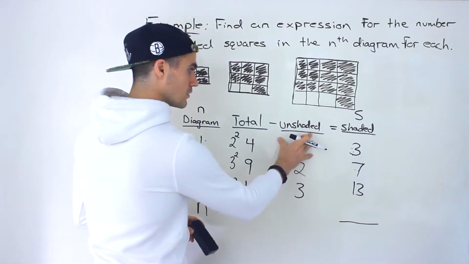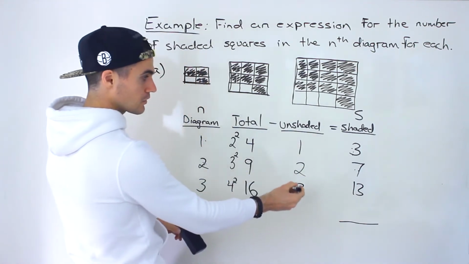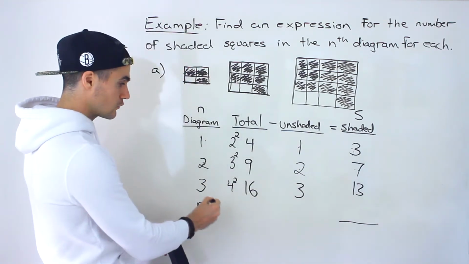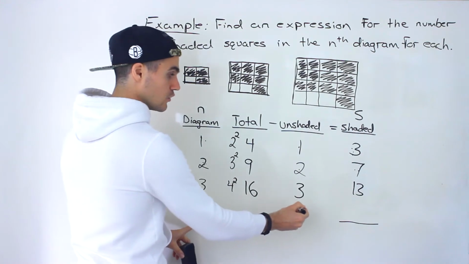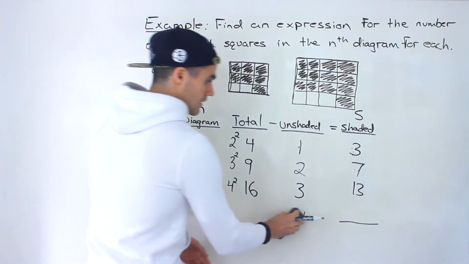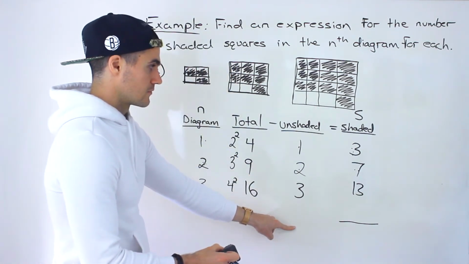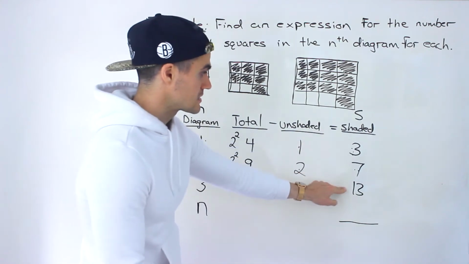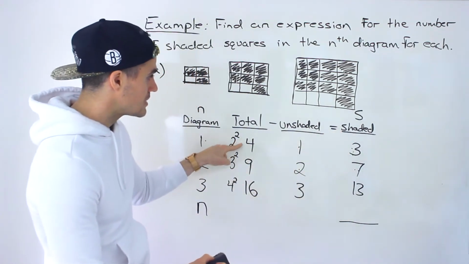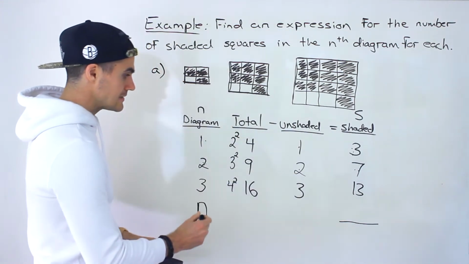Versus here, notice the unshaded number of squares. Well, that pattern is super clear. It's 1, 2, 3. So we could be pretty confident that the fourth diagram is going to have 4 unshaded squares, right? It's just going up by 1s over here. And then for this, instead of directly going after it, all we're doing is taking this minus this over here.